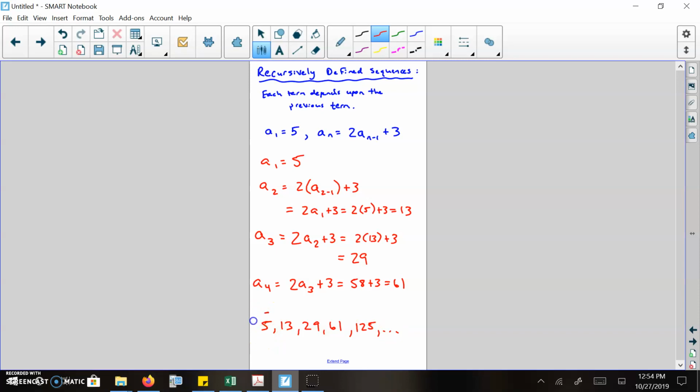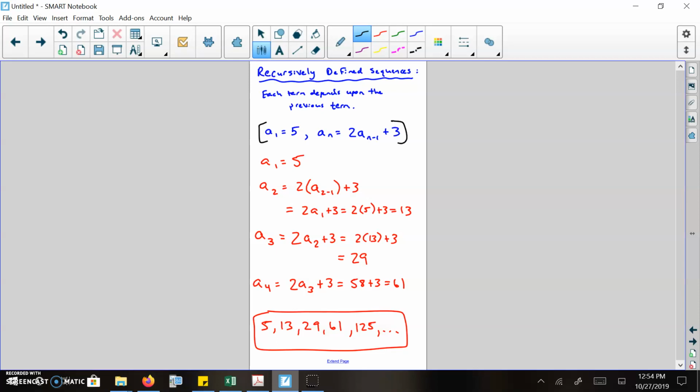Okay, so we call this a recursively defined sequence when each successive term depends upon what we had as the previous term. The reason why we have to define the first term is because if every term depends upon the previous term, if we didn't know the first term, we wouldn't know how to start our sequence.